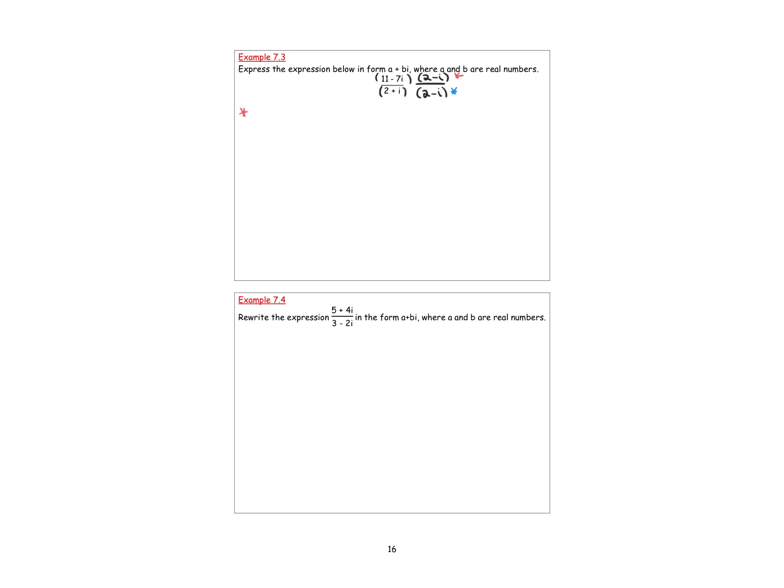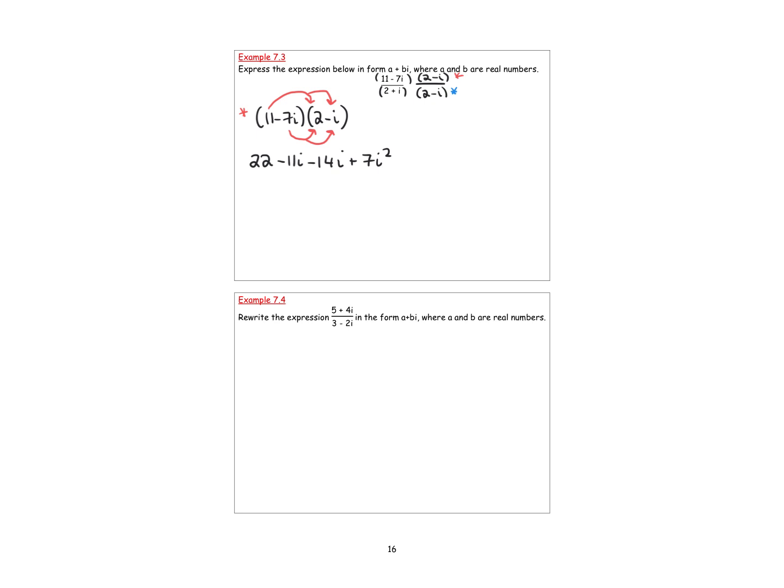The top part, we have 11 minus 7i times 2 minus i. That means we'll have to multiply the 11 by 2 and the 11 by minus i. And then we'll multiply the minus 7i by 2 and the minus 7i by minus i. That will leave us with 22 minus 11i minus 14i plus 7i squared.